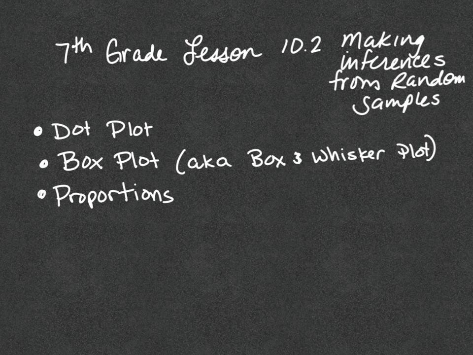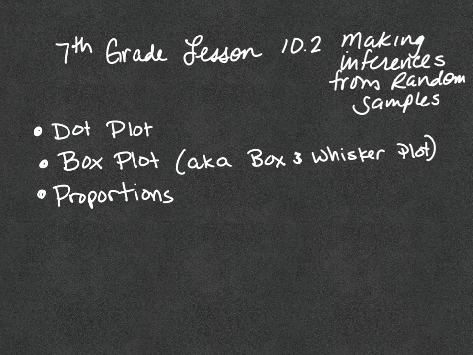7th grade, lesson 10.2 is making inferences from random samples. In this section, now that we've learned how to find random samples to get an idea for information, how do we organize it so we can make an inference, or an educated guess, about the information we gathered?